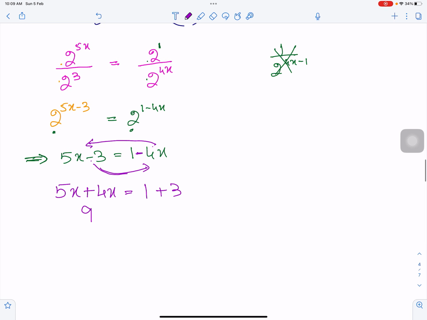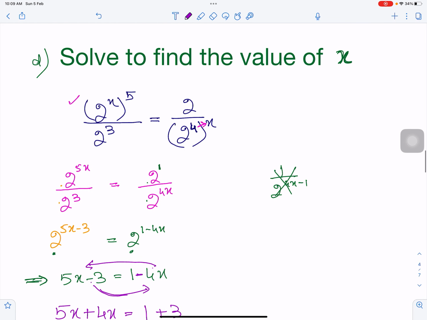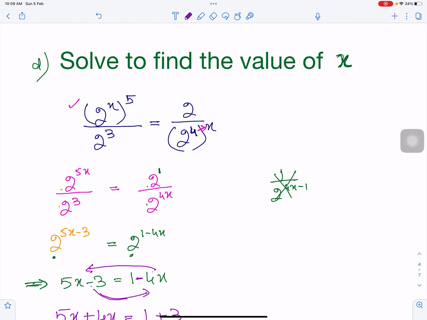5x plus 4x is 9x. This is 4. 4 over 9. So this is your value of x. Right? So the question says solve to find the value of x. We have found it.